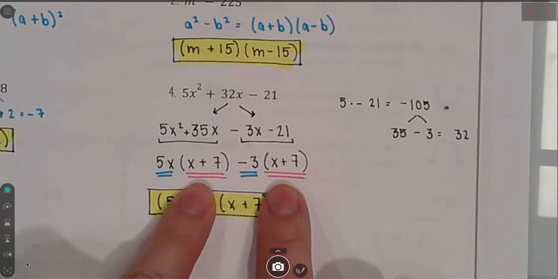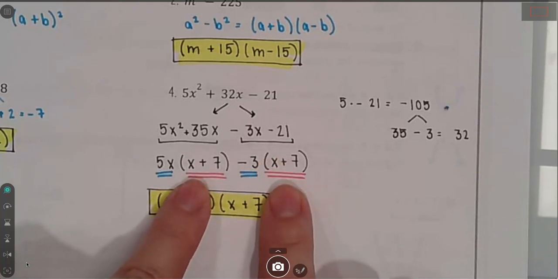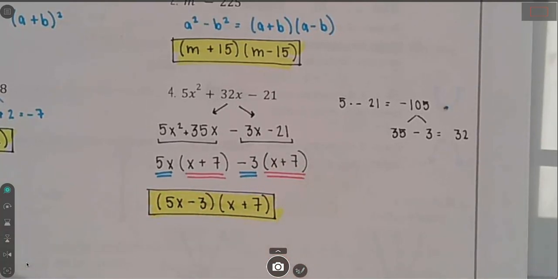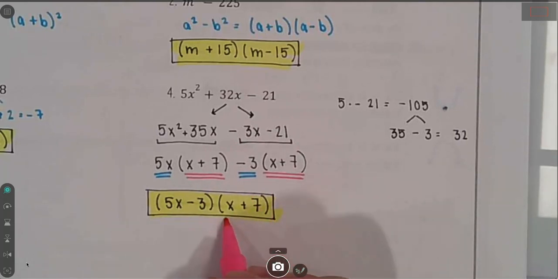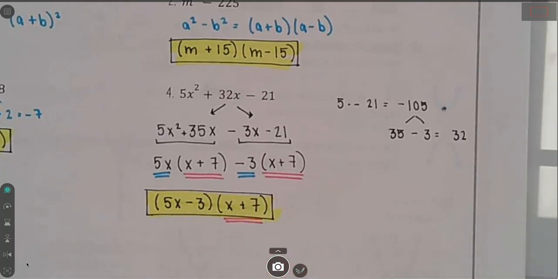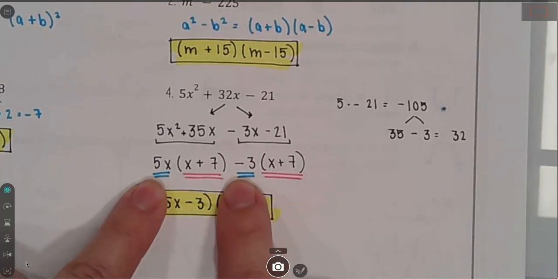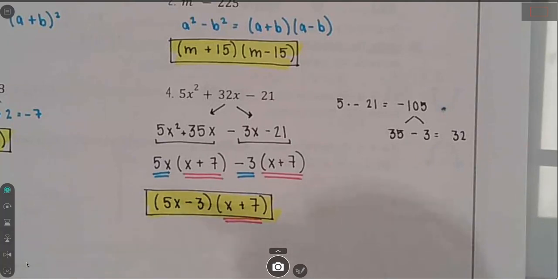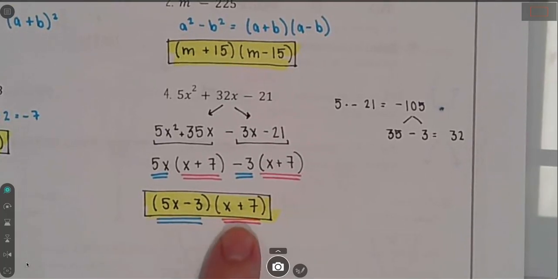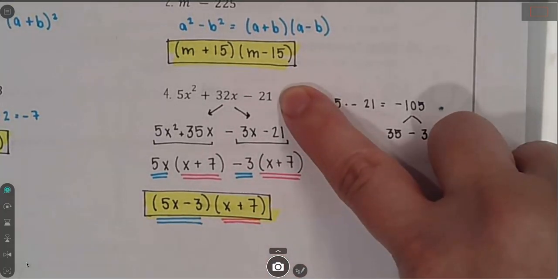And then here, you can see that our parentheses match. That means we did it right. If your parentheses don't match at the end, something went wrong, so go check your previous steps. Our parentheses match, so that's what goes here. In fact, I'll underline it so you can see. And then our two greatest common factors, the 5x and the negative 3, combine to form our other parentheses. And if you're not sure at the end, you can always FOIL this out to make sure you get your original trinomial.